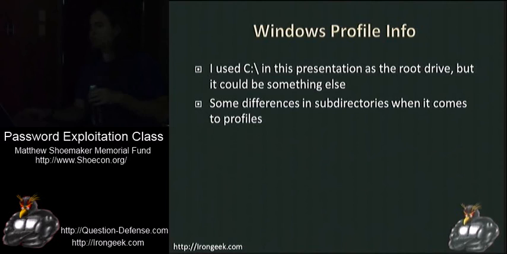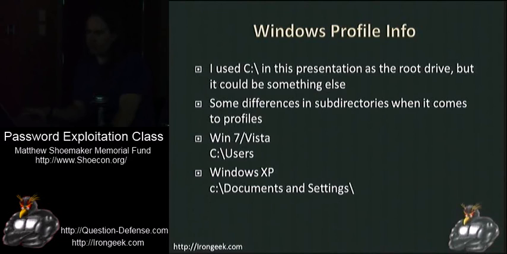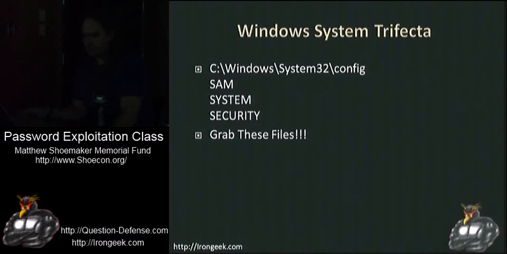There are some differences in subdirectories between different Windows versions, especially once you go between XP and Vista or Windows 7. But I'm going to be mostly showing the Windows 7/Vista ones. Not too hard to figure out where they are on XP as well. As far as where the profile is stored, on Vista and 7, it's underneath Users off the root of the system drive. And on XP, it's going to be underneath Documents and Settings. Same thing for Windows 2000, if anybody's still using that.